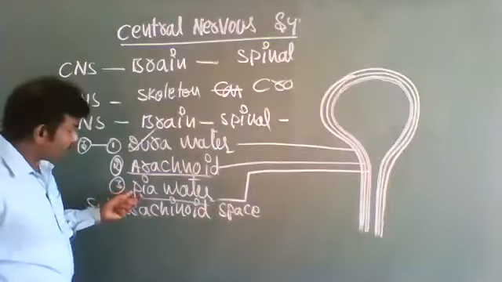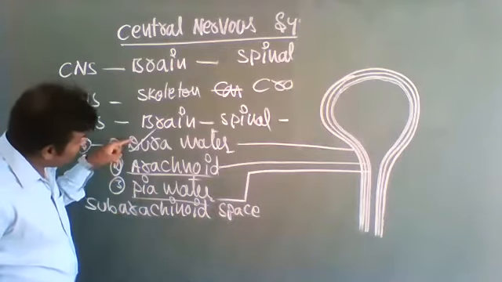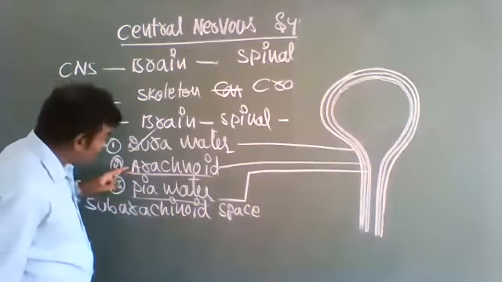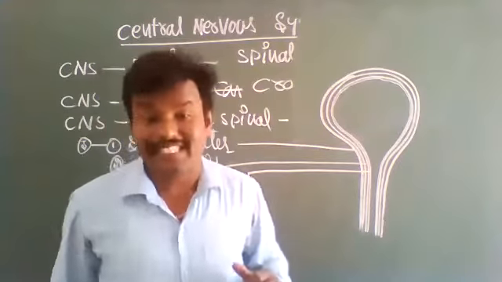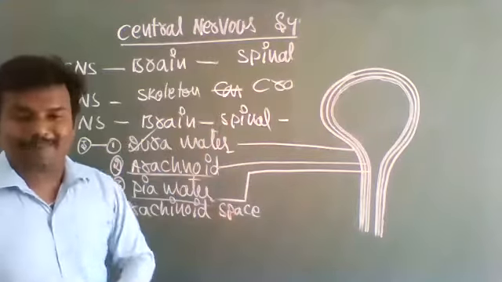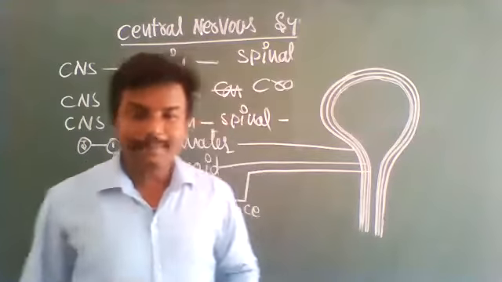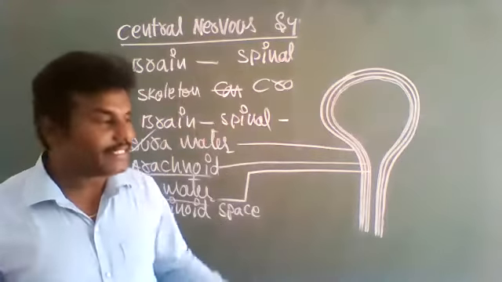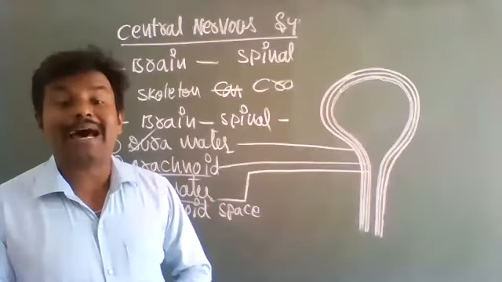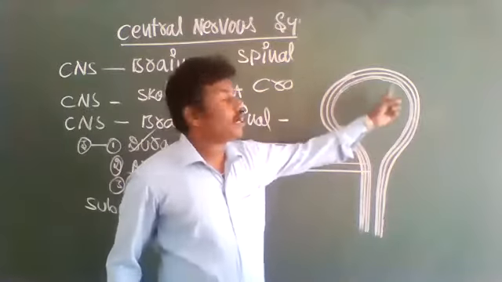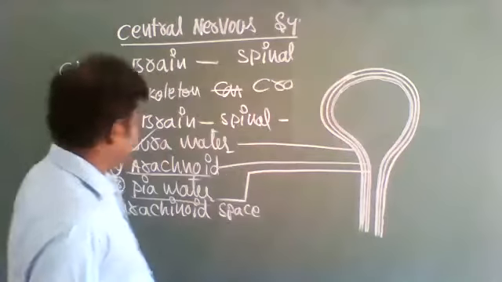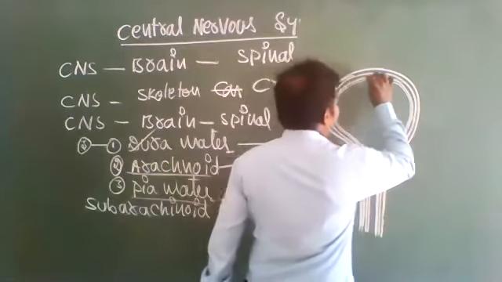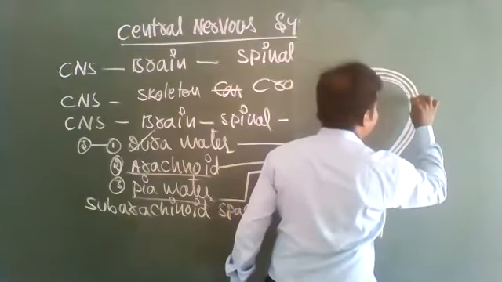Okay, so in between the dura mater and pia mater, at the arachnoid membrane region, there is a space that is called the subarachnoid space. Here you may not get a clear view.